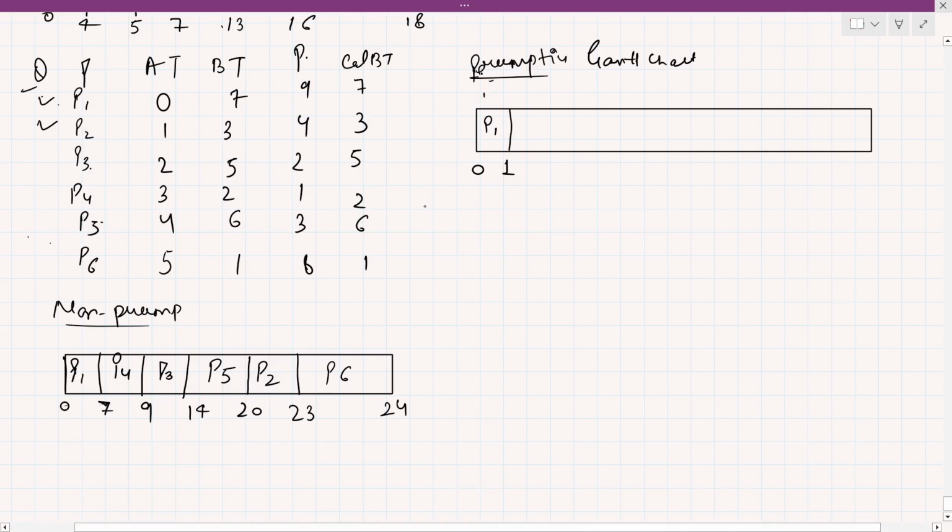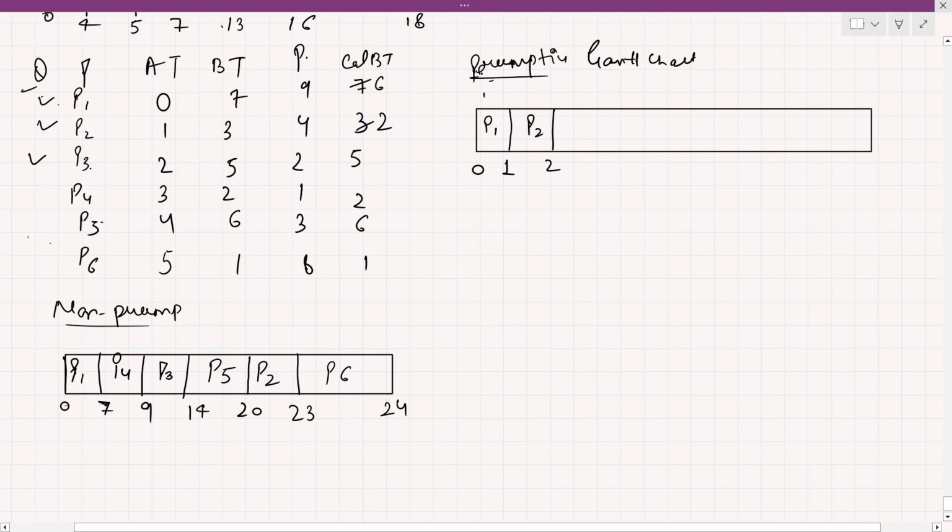P1 will get the CPU first and execute only once, so the burst time left is 6. After that, both P2 and P1 are available. We have to see the priorities 9 and 4. So definitely P2 has the highest priority, so P2 will get the CPU. How much time will it execute? Only 1 unit, because when the arrival time becomes 2, one more process is available, which is P3. So it only executes 1, and the burst time left is 2.